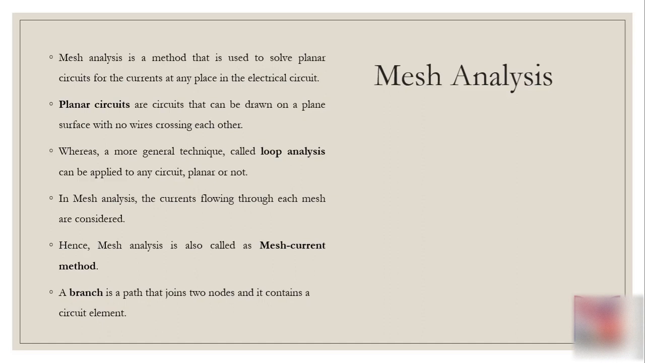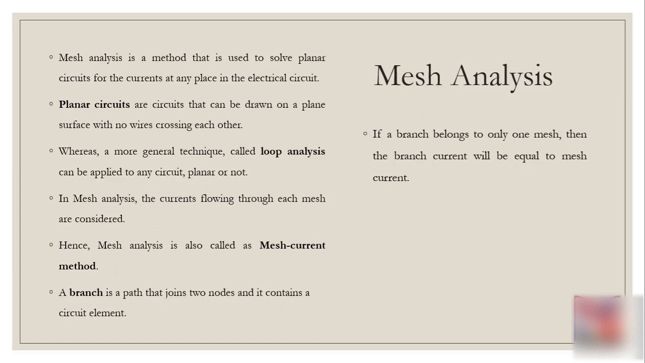First of all, let's define what a branch is. A branch is a path that joins two nodes and it contains a circuit element. For example, within a mesh, there is a point where a resistor is connected. So the resistor is basically joining two different nodes. So that is a branch.